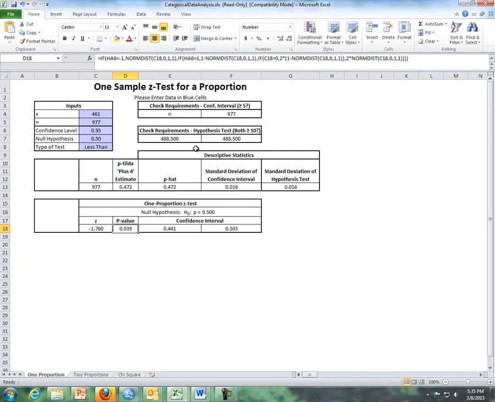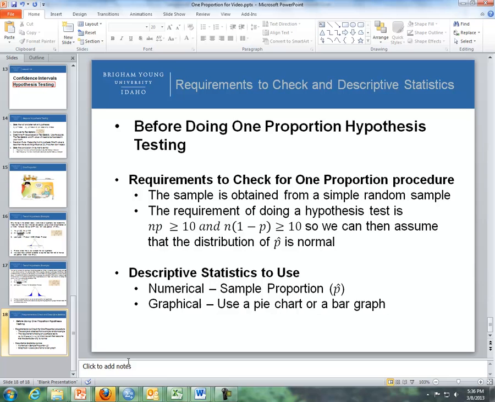If you look at your Excel output, if you can look at these two numbers, and if they're both greater than 10, then the requirement is met. We can assume the distribution of the sample proportion is normal. Okay, and that concludes part 2 of our lesson 18 video.